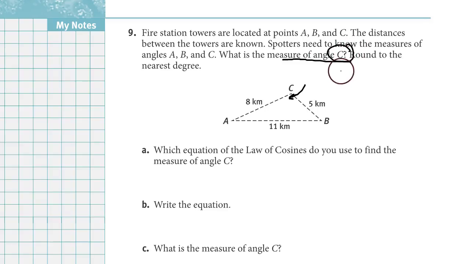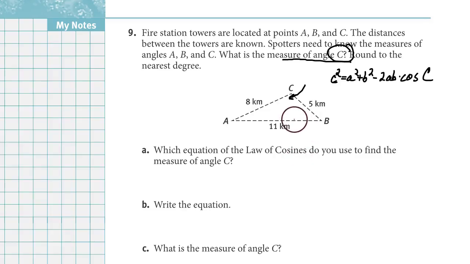We want to pick the one that has the letter C alone. It looks like this. C squared equals A squared plus B squared minus 2 times A times B times the cosine of capital C. Now we could make substitutions. What do you put in for lowercase c, for lowercase a, and for lowercase b?